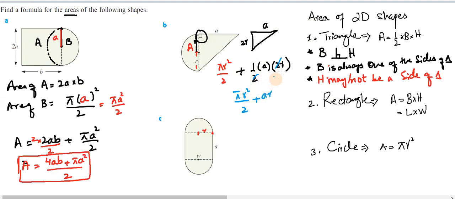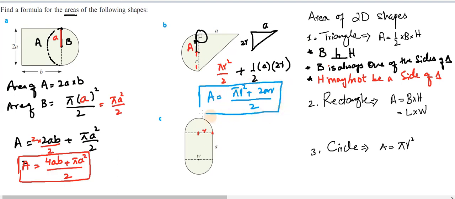But if you don't want to cancel it, as I mentioned here, presenting your answer as a single fraction is a much more preferred form. So I do not cancel here and let it be like this. So it's pi r squared plus 2ar. They both have the same denominator, so I can write it like this. Area is pi r squared plus 2ar divided by 2.